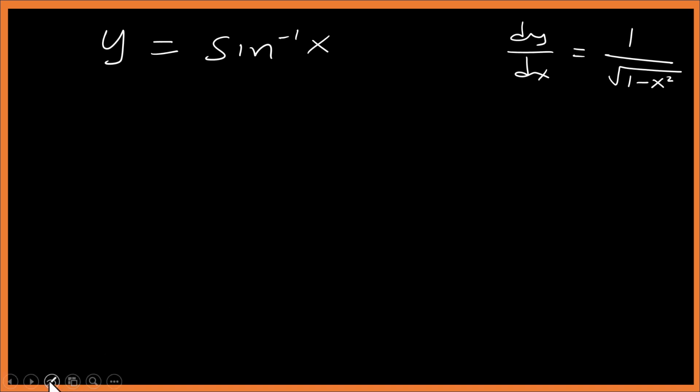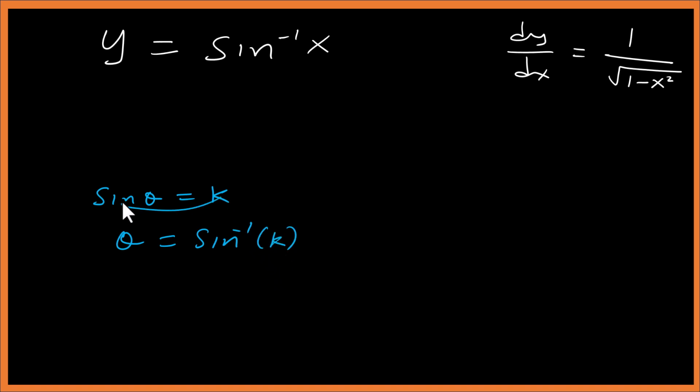Okay, now let's not forget that when you have sine theta equals k, theta is the same as sine inverse of k. So it means k equals that. It means y is not the same as 1 over sine x. Let's understand that. Okay.